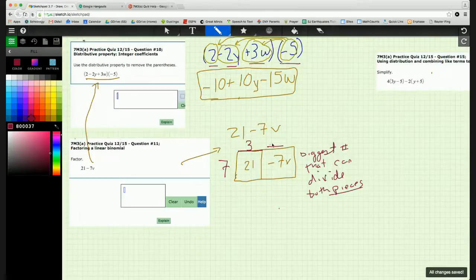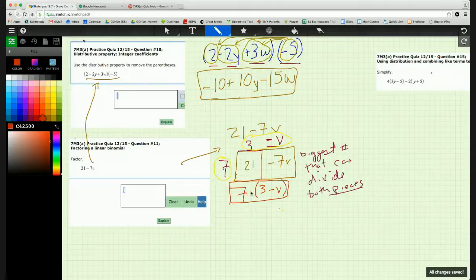Now we have to find a number that goes here. What times 7 will give us our negative 7v? Well, it has to be a negative number. We know that. Negative 1 times 7 is 7, but we still have this v that we have to account for, so it'll be a v. So now negative v times 7 is negative 7v. So the way that you get your answer is you take this thing and you multiply it by this thing. So we get 7 times 3 minus v. And we'll box our answer.